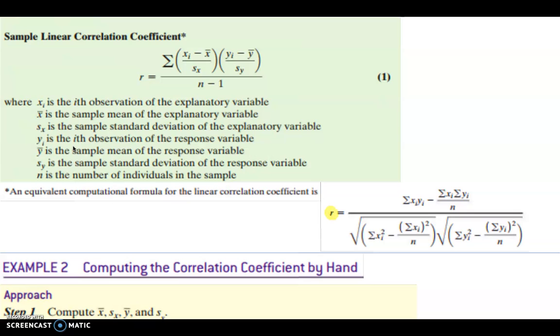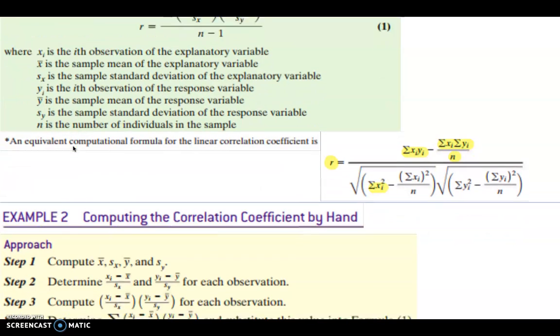More often used is this formula down here, which is equivalent. The sum of the x sub i times y sub i minus the sum of x sub i times the sum of y sub i over n, divided by the sum of x sub i squared, and so on. It's just big. It's nasty.